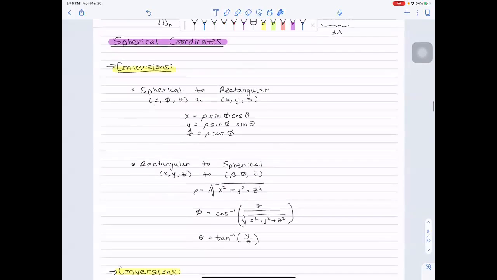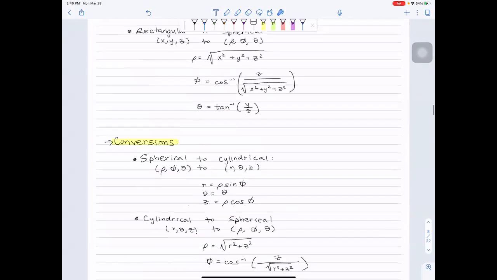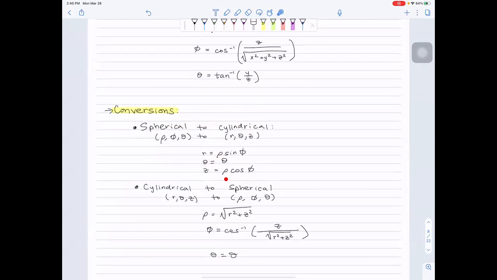Okay, let's do spherical coordinates. So here are more formulas for you to memorize: spherical to rectangular, or rectangular to spherical. This may not show up, but there are also conversions for spherical to cylindrical and cylindrical to spherical.